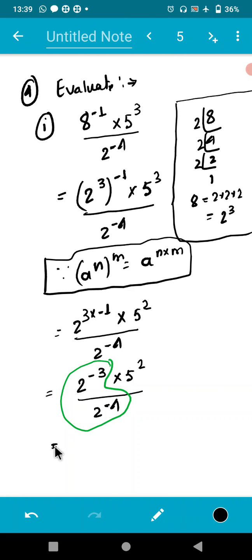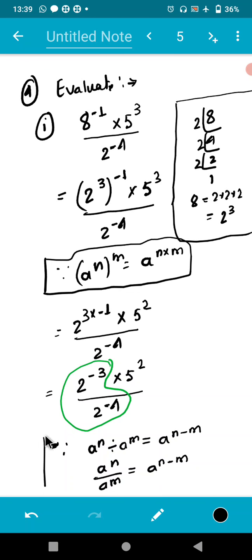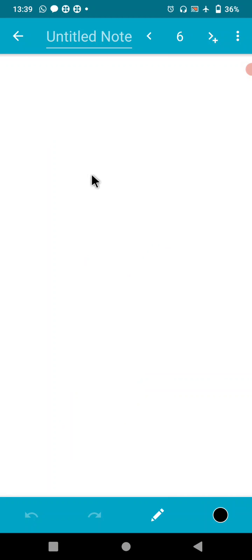The law that we are going to use is a to the power n divided by a to the power m, and in this case we subtract the powers, isn't it? And this law can be written in this way also, that is a to the power n by a to the power m. The result will be same. Anyway you can write it down. So this is the law we are going to use for this part. So let's write it down.